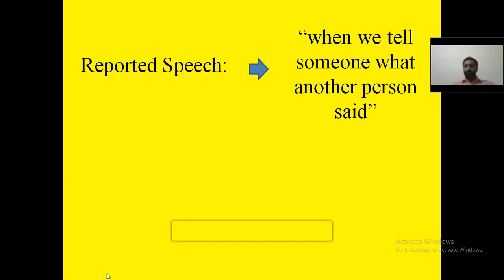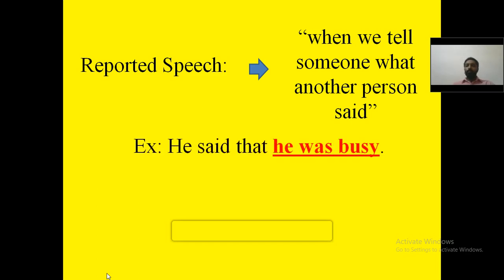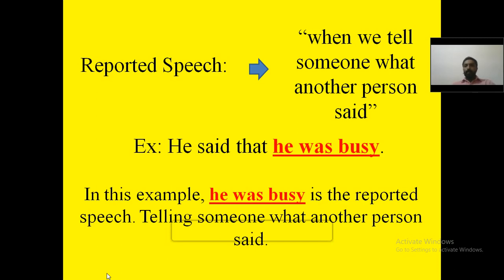Both are different things. Reporting verb will tell you the action that is done. Reported speech is when we are telling someone what another person said. I'll give an example. He said that he was busy. In this example, "he was busy" is the reported speech, which means we are telling someone what another person has said. So these are the basic things that you must understand now.